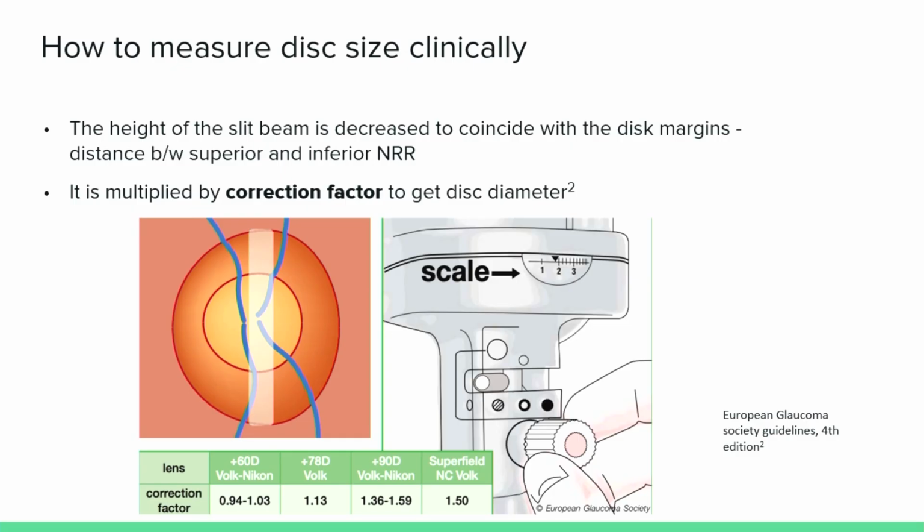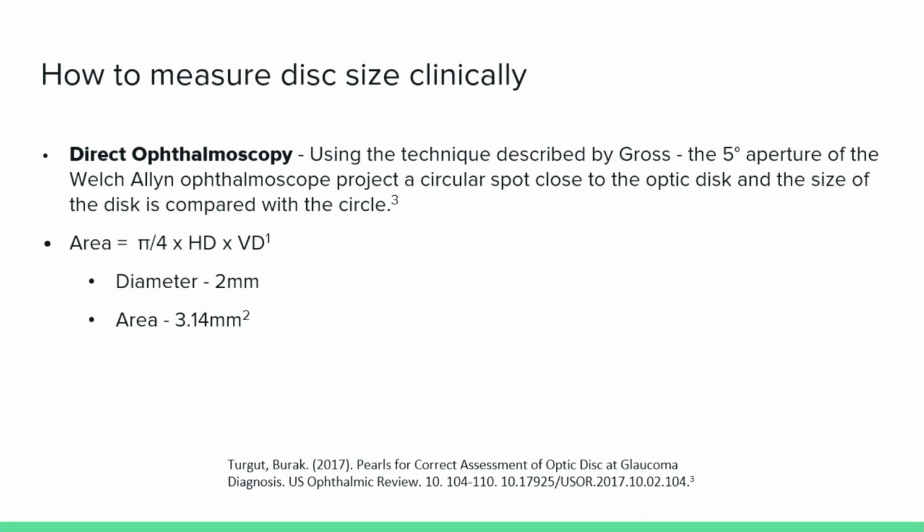To magnify it. Yeah. Now, how to measure disc size by direct ophthalmoscopy? This was a technique described by Gross. The 5-degree aperture of the Welch Allyn ophthalmoscope projects a circular spot close to the optic disc, and the size of the disc is compared with the circle that is projected onto the retina. Now, the area of the disc can be calculated by the formula. What is the diameter of the 5-degree aperture? Yeah, 1.5 mm, so that when it is projected, it is more or less equal to the average size of the disc. Okay. So although we don't use it, why don't we use direct ophthalmoscopy for evaluation?